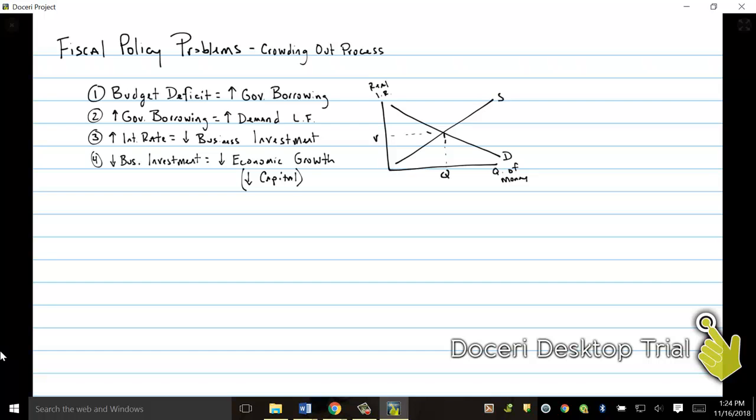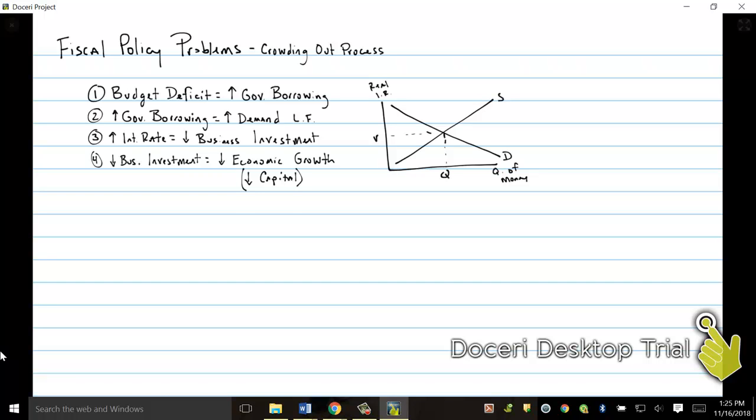And this budget deficit is going to lead to our government having to borrow money. Okay, so budget deficits mean that our government doesn't have enough money, so they have to go out and borrow. Now, if you look at step two, that increase in government borrowing is going to cause the demand in the loanable funds market to increase because our government is borrowing money. Remember, the loanable funds graph represents how much borrowing and how much savings is taking place in an economy.